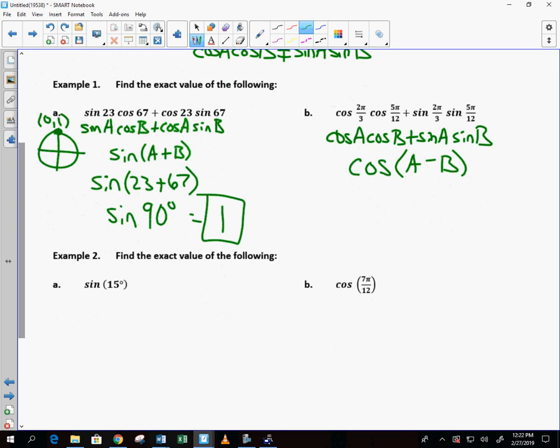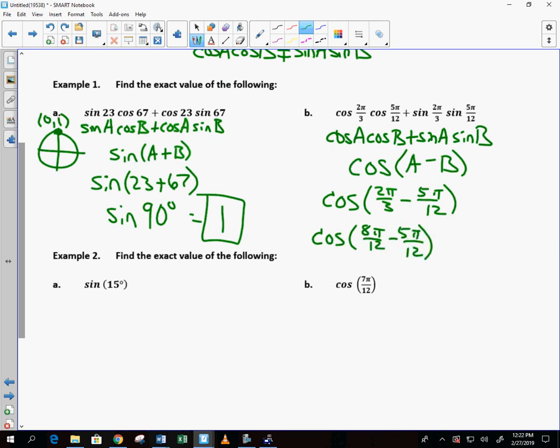Well, what is A in this problem? 2 pi over 3 minus 5 pi over 12. 2 pi over 3 and 5 pi over 12. I want to subtract those. What do you have to find? What's the common denominator? 12. So that would be the cosine of 8 pi over 12 minus 5 pi over 12.